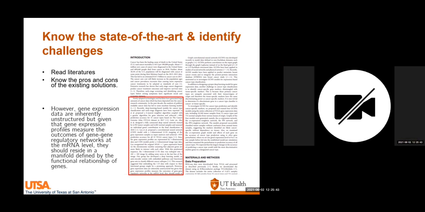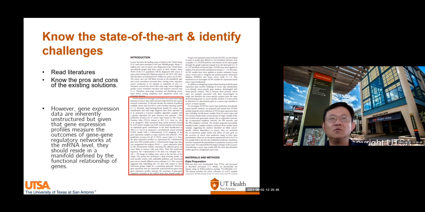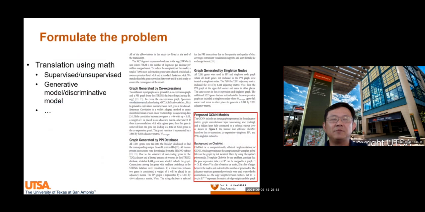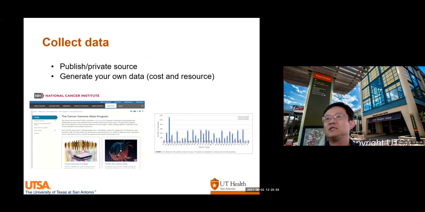Okay, so once you identify the challenges and know the state of the art, the next step is to, let me back up, the next step is to really collect data.